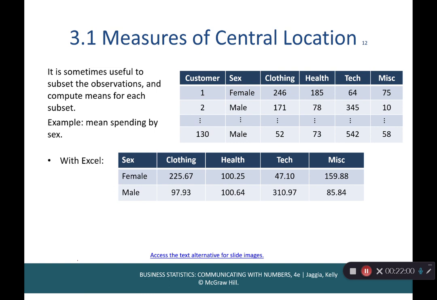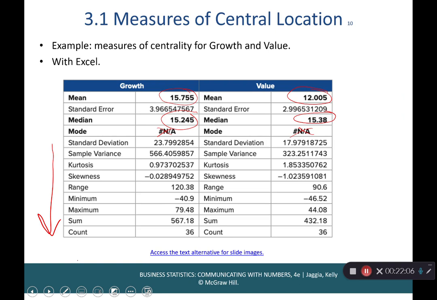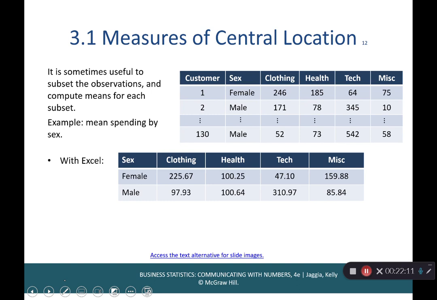Sometimes with measures of central location, when we see discrepancies like we have here, where the mean looks a lot different but the median isn't, we may need to subset our data. Maybe there's another variable that's impacting what's going on. So in this case, this is a totally different example, but we have a data set with customers, their gender, and their clothing, health, tech, and miscellaneous spending. When it's all listed together, female and male, there's really no way to know just looking at the data how the spending is distributed.